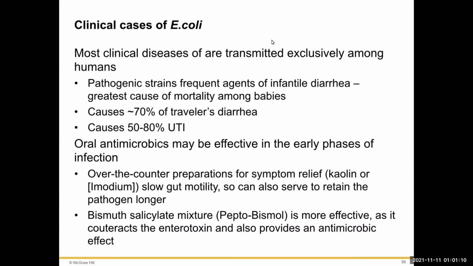Oral antimicrobials may be effective in the early phase of infection. One of the drugs we use to treat UTIs is Keflex, which is a cephalosporin. We find in the early stages cephalosporin is used, and Septra is also used in treating it. Keflex is the new drug that we use to treat most cases of UTIs now. If we get it early enough, it treats it very well.